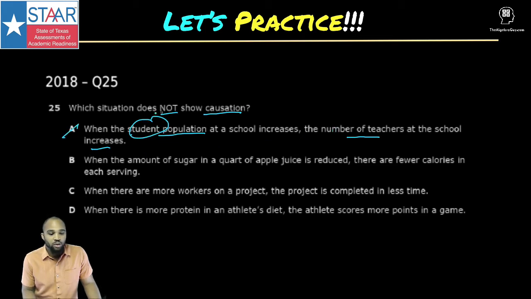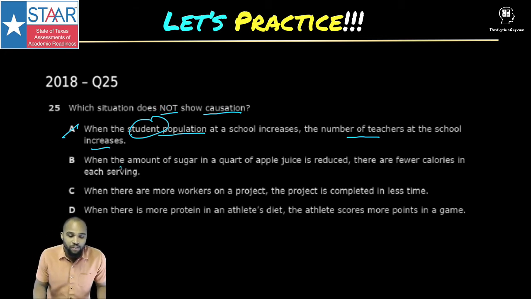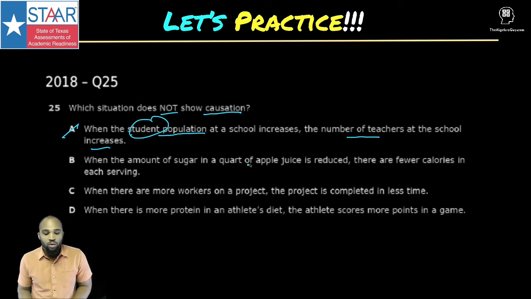So we can't consider that one because we're looking for one that's not causation. When the amount of sugar in a quart of apple juice is reduced, there are fewer calories in a serving. Is that a causation? Well, reducing the amount of sugar does reduce the calories. That directly affects the number of calories. So this is not what we're looking for, because this is causation.